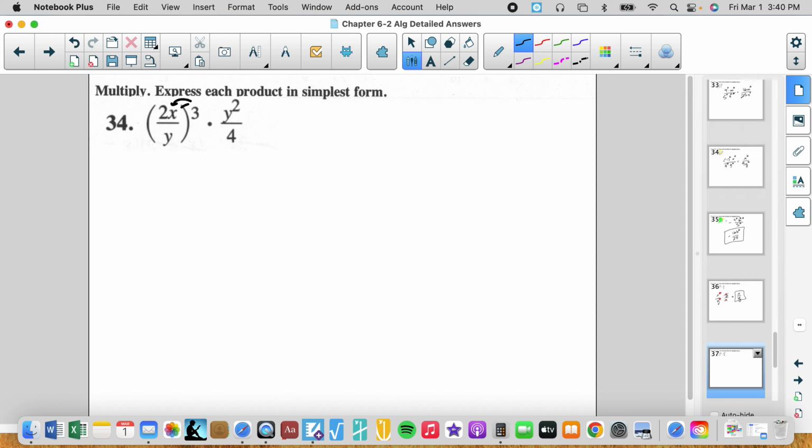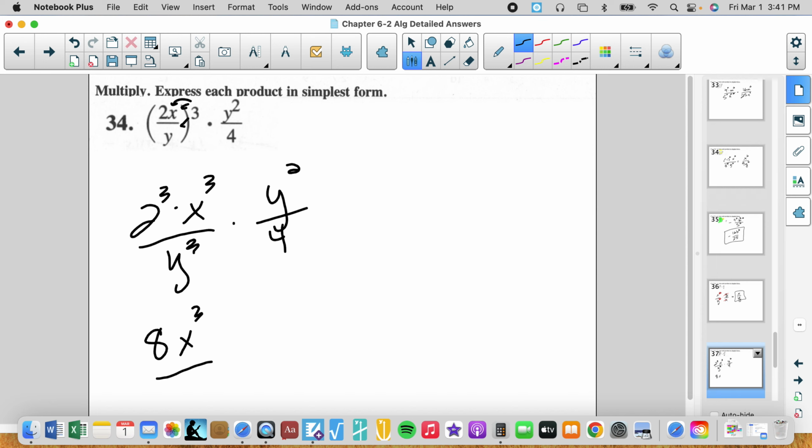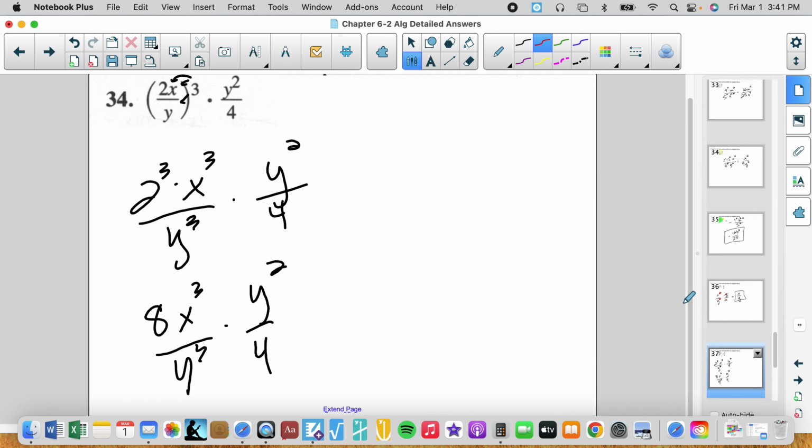Let's distribute those. That's 2 to the third times x to the third over y to the third times y squared over 4. Let's simplify that. That's 8x to the third y to the third times y squared over 4. Now we can cancel. Start simplifying. 4 in the denominator, 8 in the numerator. We have y squared in the numerator is going to cancel with 2 of those. You're left with just 1 there. So my answer is going to be 2x to the third over y.